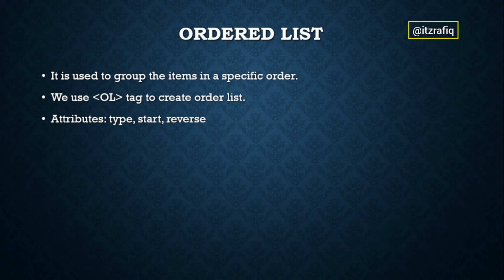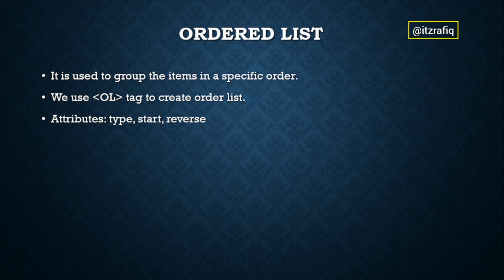Attributes, we get three attributes in an ordered list: type, start and reverse. The type attribute is used to change the numbering of the ordered list. By default it will be 1, 2, 3, 4. If we want ABC or Roman numbers, then we can write type equal to A, small i or capital I. Start, if we want to start the list from in between. I don't want to start my list from 1, I want to start it from 5. At that moment we use start.